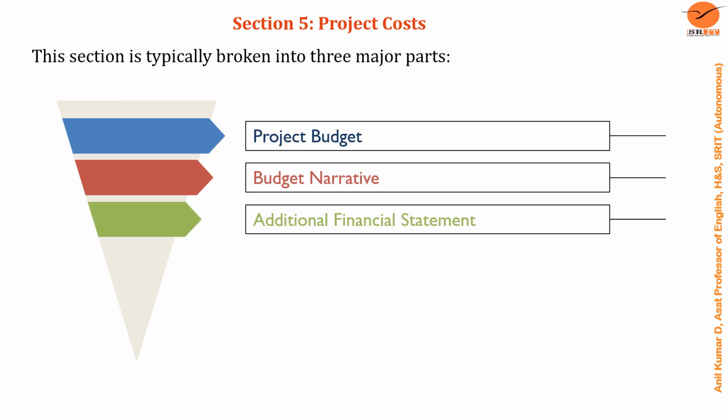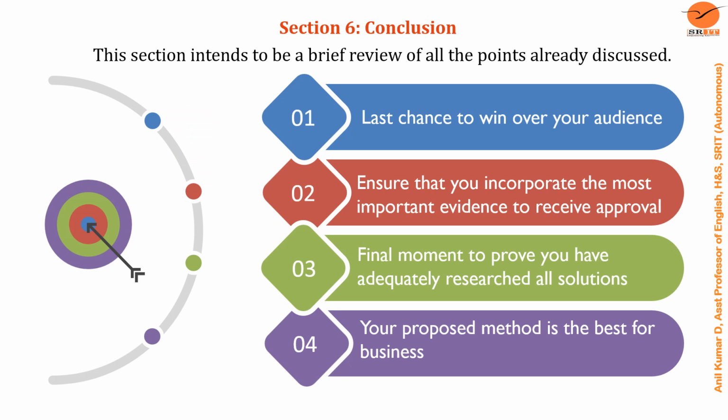And then section 5, the project costs. This also can be broken down into 3 parts. One is project budget and your budget narrative, like how much money you are spending on different aspects. And then additional financial statements if anything is needed and required. And section 6 is your conclusion part. This section is written with the intention of providing a brief review of all the points already discussed in your document. The first one is the last chance to win over your audience, because the conclusion is the last chance you have to win over your audience.